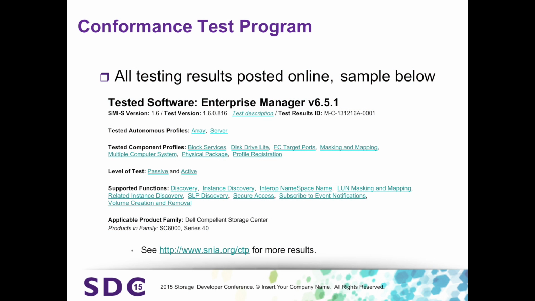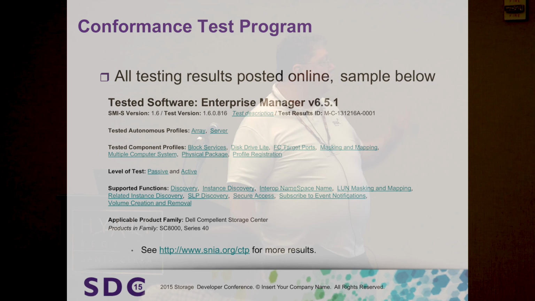So when you make an SMI-S provider, one thing you want to do is run through the conformance testing program. This is a sample of what that looks like. Here's an array, in this case, Dell Compellent Storage System, SC8000. Here are the different books that array has actually tested against. It's tested active-passive. It's tested against the array in the server profile. And it tells you exactly what version of the spec it tested against. So this is an example.